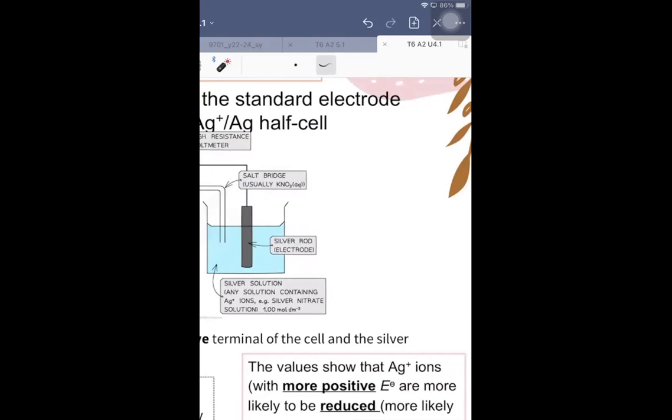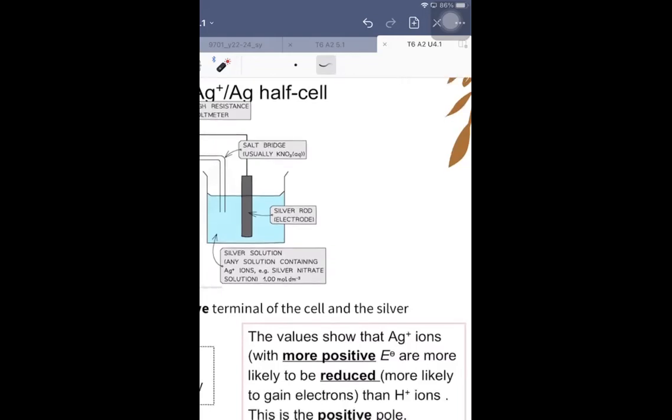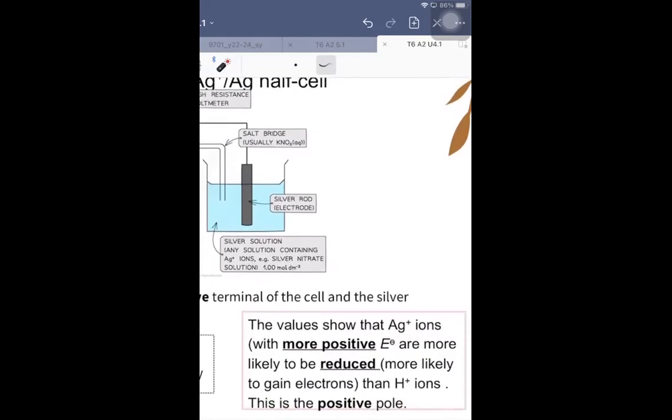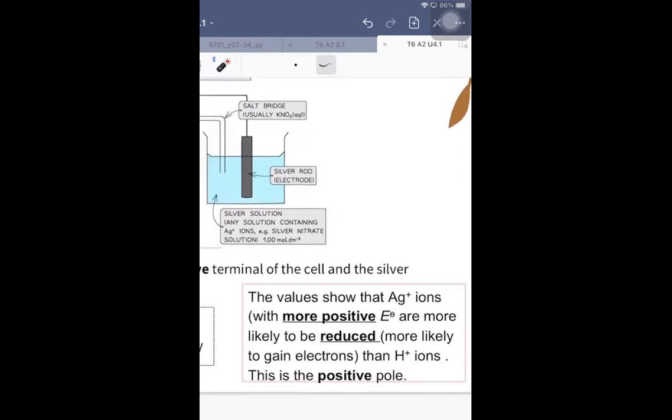how do we decide who's positive and who's negative? For electrolysis, we know whichever electrode is connected to the positive terminal of the battery or power supply becomes the positive, and the electrode connected to the negative terminal becomes the negative electrode, right? But here we don't have a power supply, we don't have a battery. So how do we know who is positive and who is negative? Simple rule: the most positive E note value will become the positive pole or positive electrode.